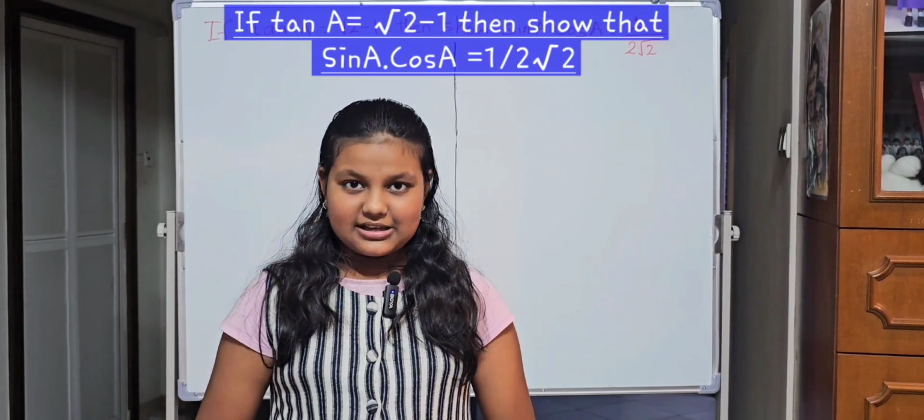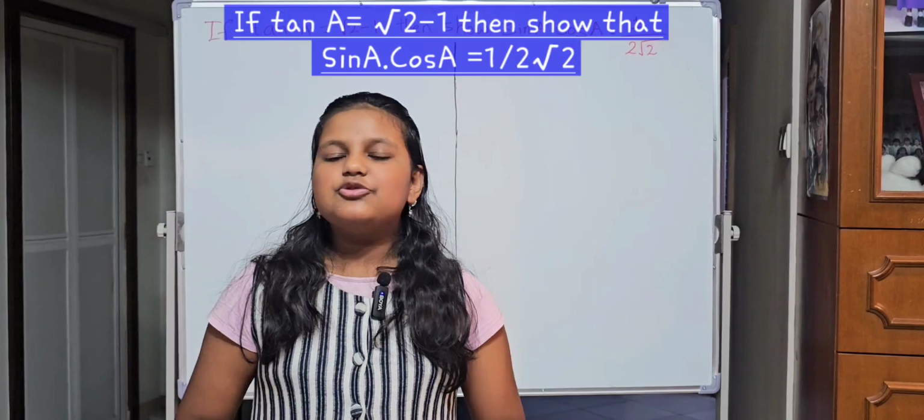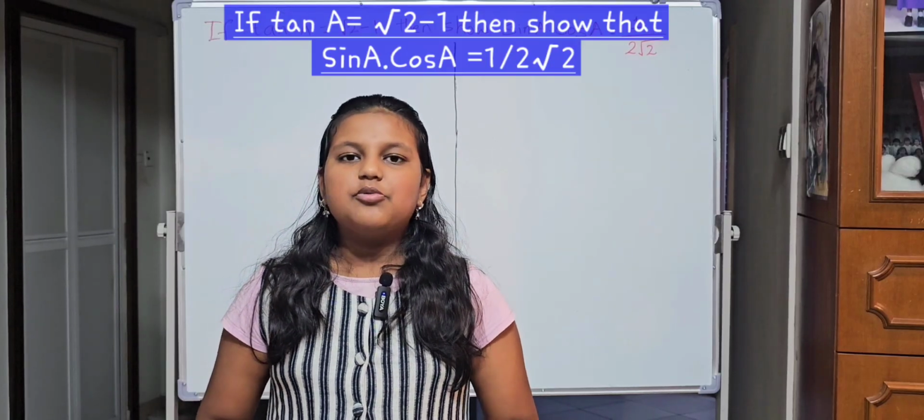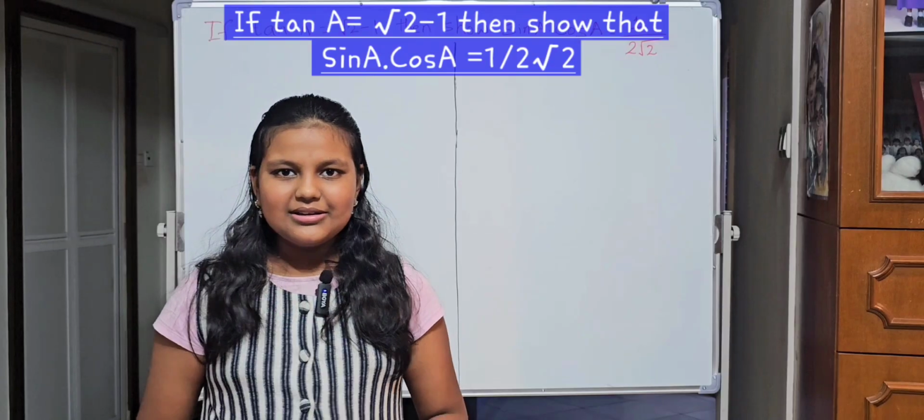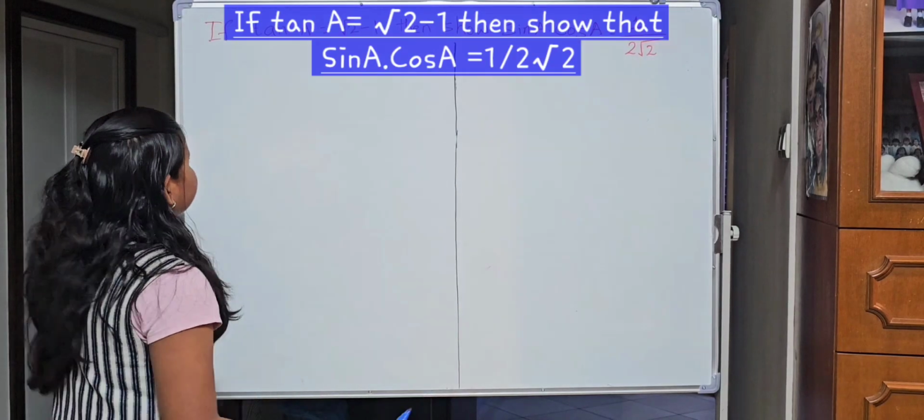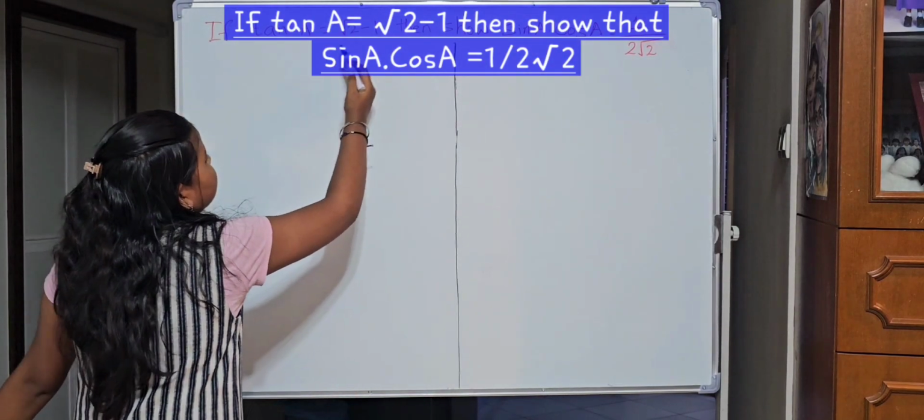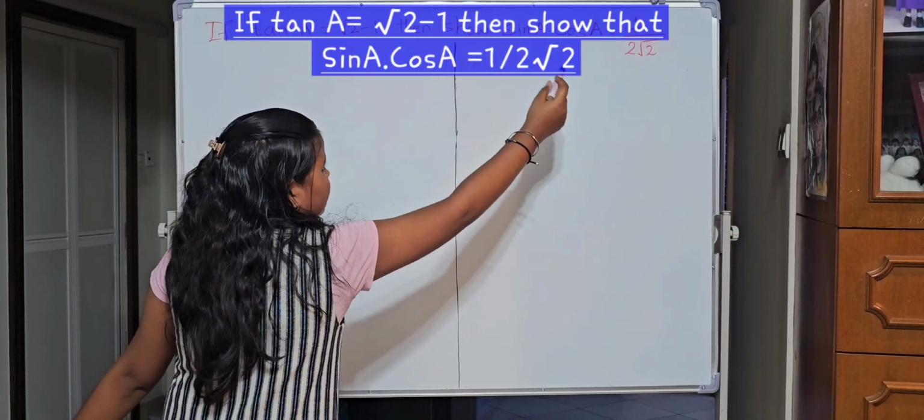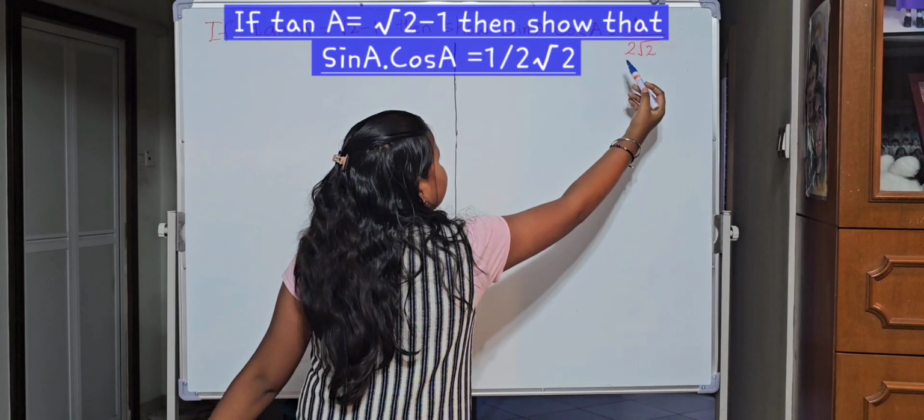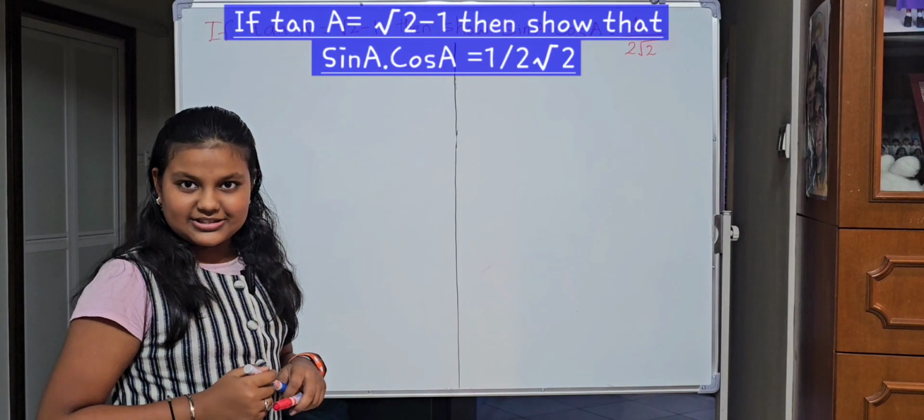I am studying in class 9 and today you have joined me in another problem solving session of trigonometry. So shall we? I'll read out the question for you. If tan A equals root 2 minus 1, then show that sin A into cos A will equal 1 by 2 root 2. How will we solve this?